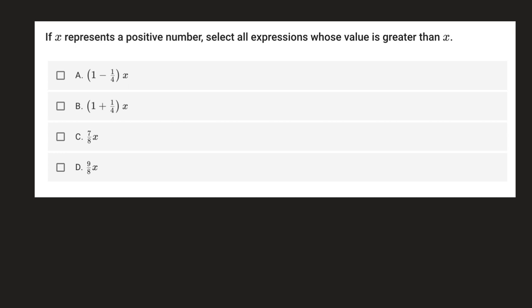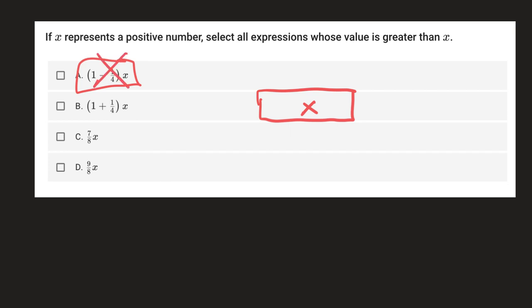Okay, this next question says, if x represents a positive number, that just means that it's like the regular numbers you're used to working with. Which of these expressions show a value greater than x? So here's x. We're going to call this x right here. On this first one, this one is taking away from the whole amount. We're taking 1/4 away. So that one is not greater than x.